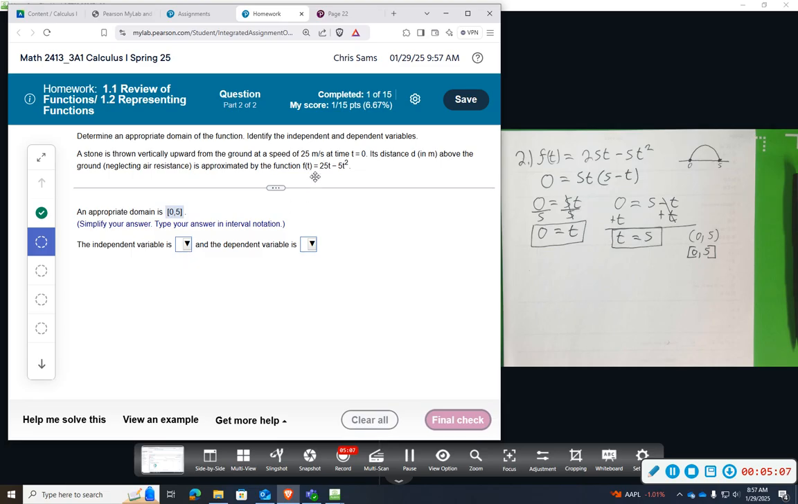Independent variable, so that would be x independent. That would be the t that's in that position, and then the only other one we have is d, that has to be the dependent variable.